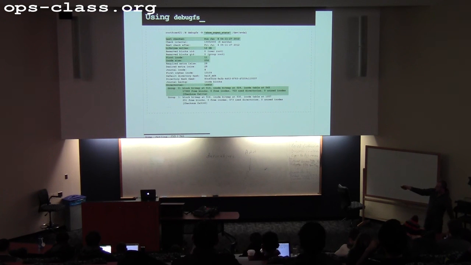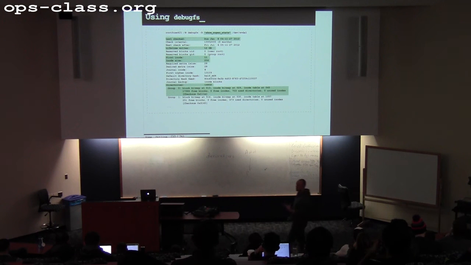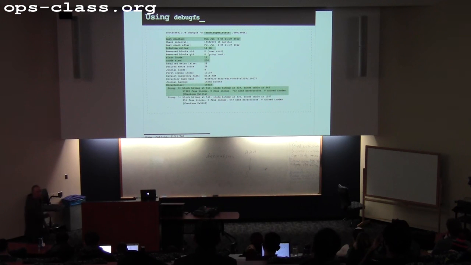And so this is the beginning, and this goes on for a while. I think on this drive there were like, I don't know, a couple dozen groups. Each group is like its own little disk. Every group has some inodes. It has a block bitmap. What do you think the block bitmap is for? What do I do with my block bitmap?